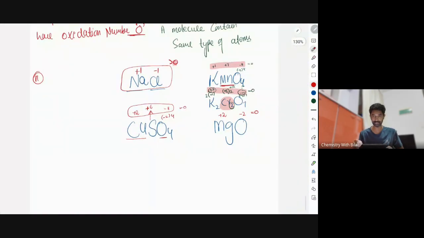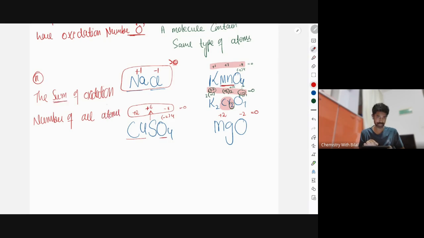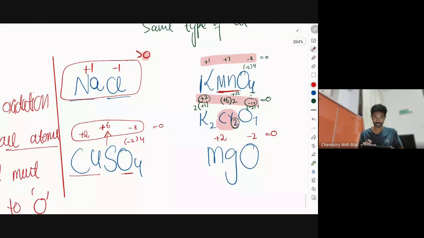So let me define the rule 2 here. The sum of oxidation numbers of all the atoms. So sum of oxidation number of all the atoms in a compound must be equal to 0. That's rule 2. Must be equal to 0. Make sense, everyone? And we actually use these very examples to understand this very rule.